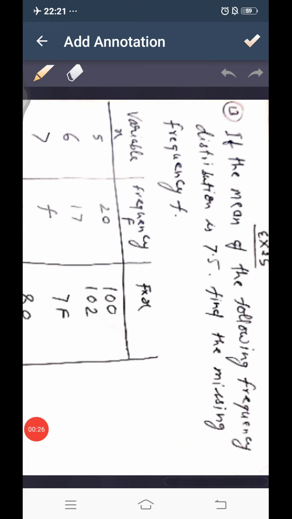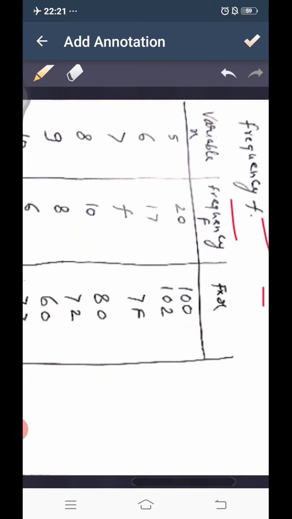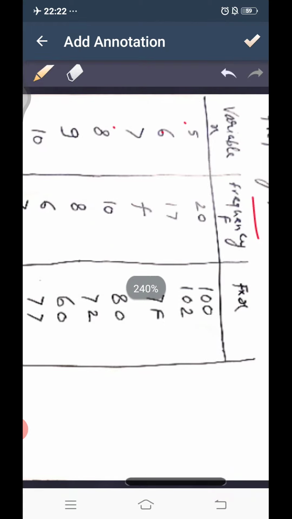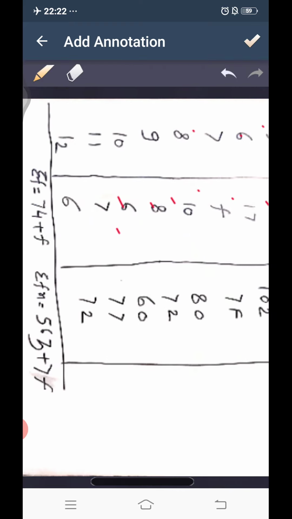Let us take exercise 25, question number 13. If the mean of the following frequency distribution is 7.5, find the missing frequency f. Here we are given variable x: 5, 6, 7, 8, 9, 10, 11 and 12. Then frequencies are given: 20, 17, f, 10, 8, 6, 7 and 6.